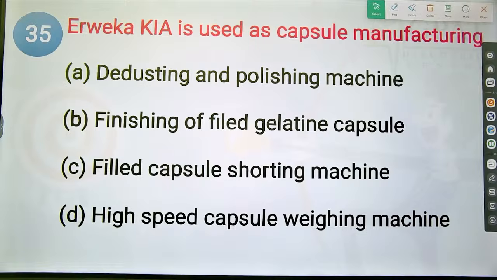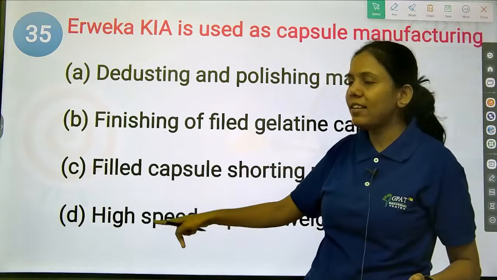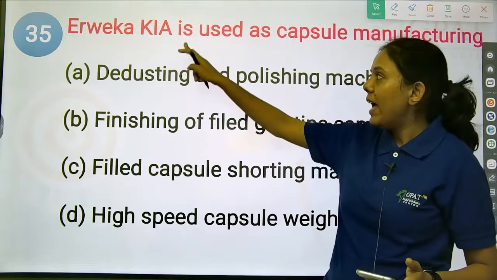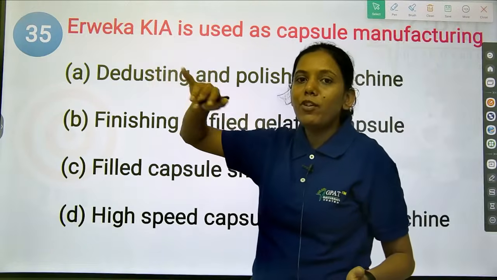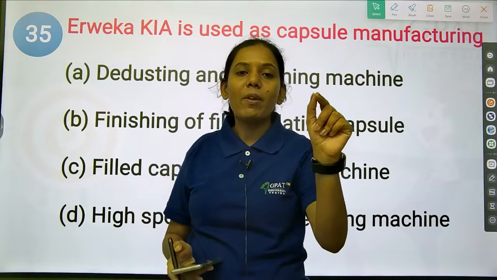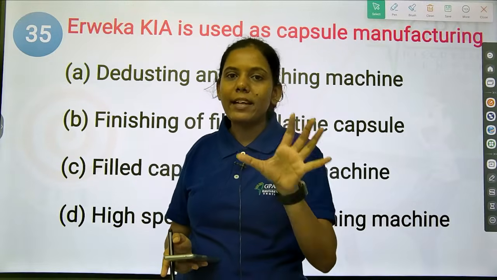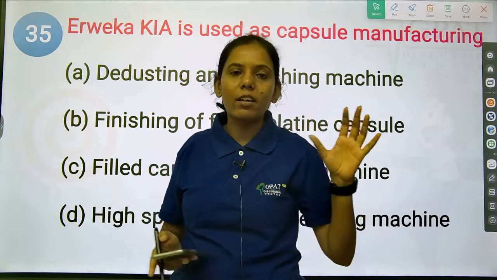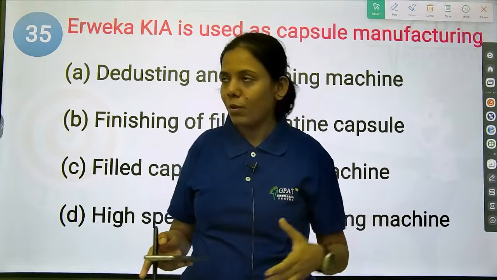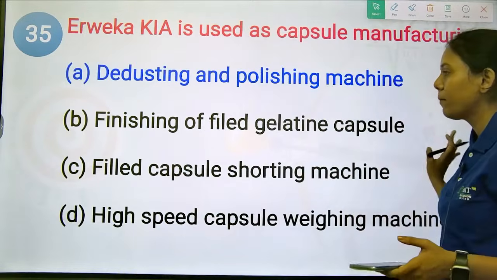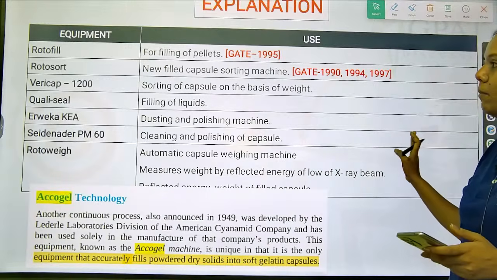Okay, the machine used in capsule manufacturing, which machine is there? Dedusting and polishing, finishing of filled gelatin capsule, filled capsule sorting machine, high speed capsule weighing machine. These are not there. Field if it is there, it will come field. But this PM, if you remember, those who were there for the previous class, so we have remembered PM as a prime minister, like that some we have remembered, Kia from the Kia vehicle, and the polishing. Okay, so it is a dedusting and polishing machine. With due respect to everyone, it is a polishing machine.